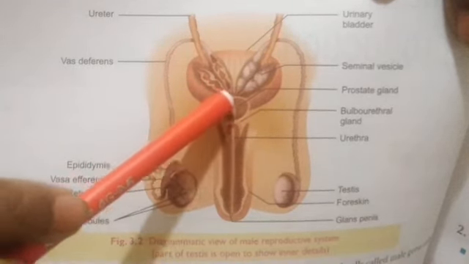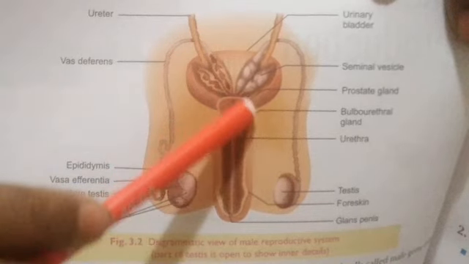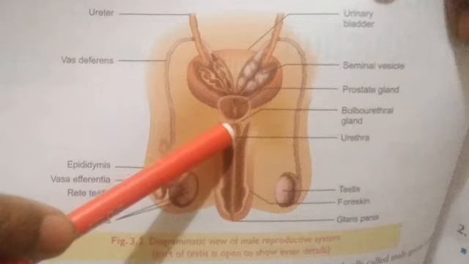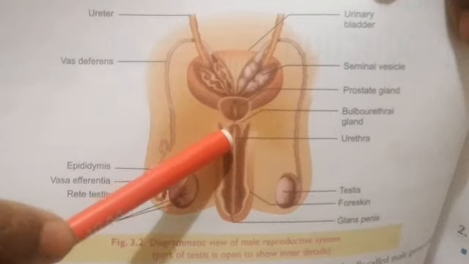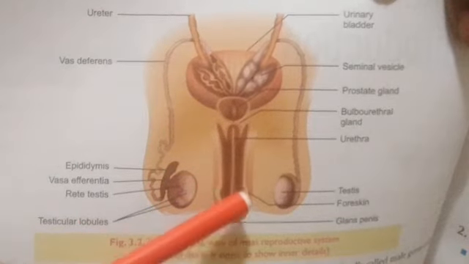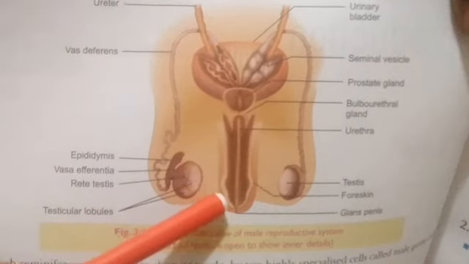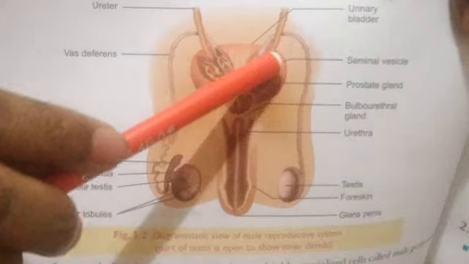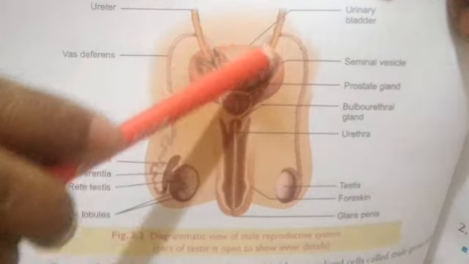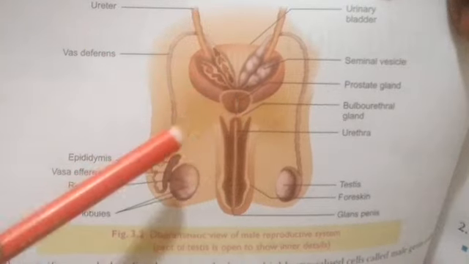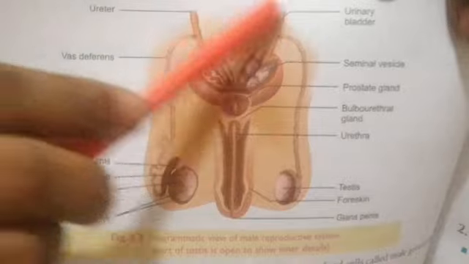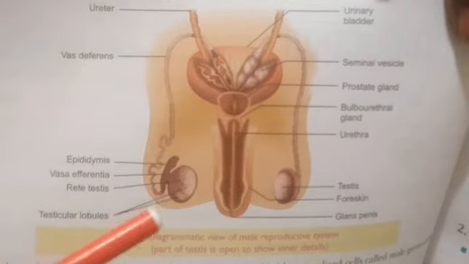This is not very prominent here. This is the prostate gland. This is the bulbourethral gland. This is the urethra. Clear, urethra, penis, glans penis. Clear, and this is the urinary bladder. This is the ureter joining the urinary bladder. So this is about the front view of the male reproductive system.